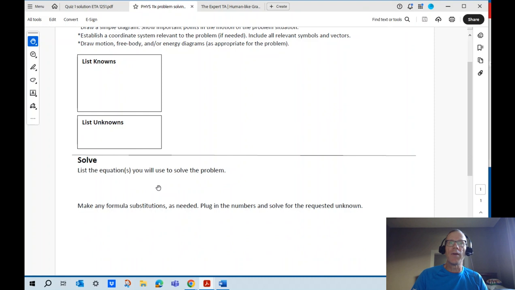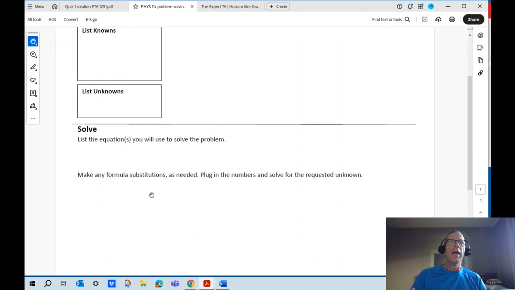And then the problem-solving method in the OpenStax book talks about listing the equations. So list those. And then make any sort of substitutions, plug formula A into formula B, and then finally plug in the numbers. So it's best to not plug in the numbers until the very end. So you have an algebraic solution and then plug in the numbers, because the algebraic solution is a general solution to any situation related to those parameters.